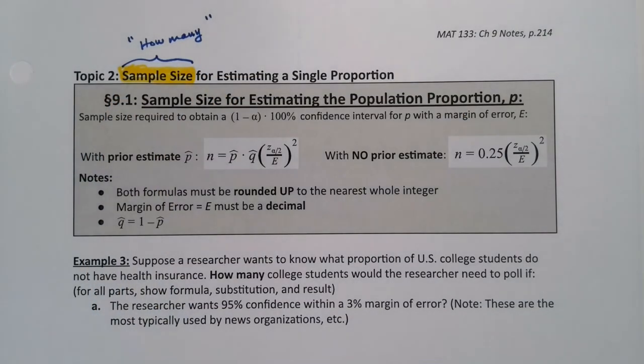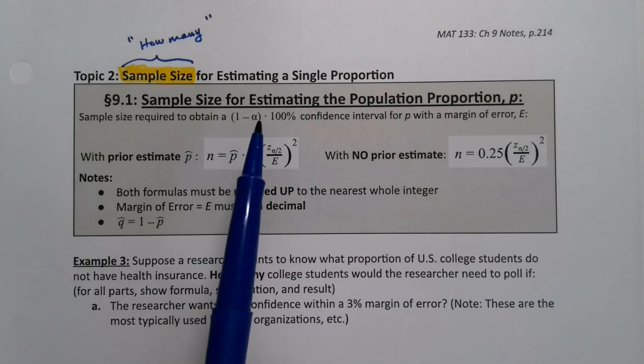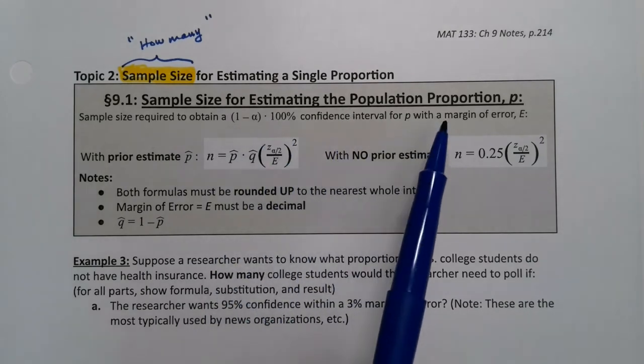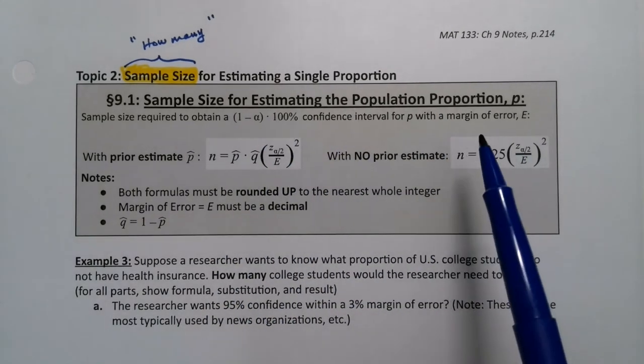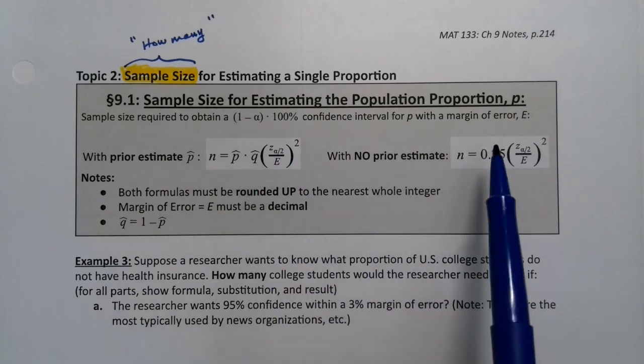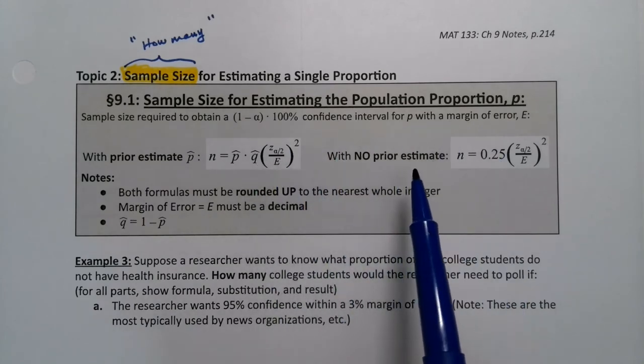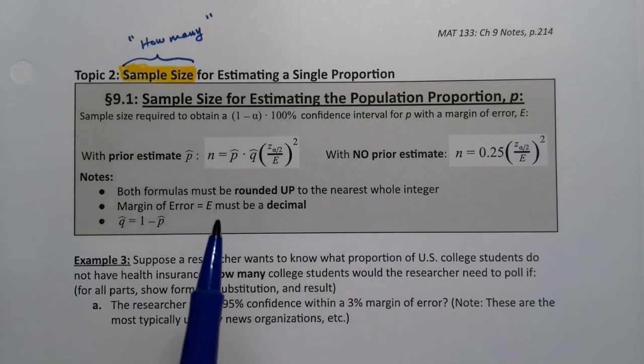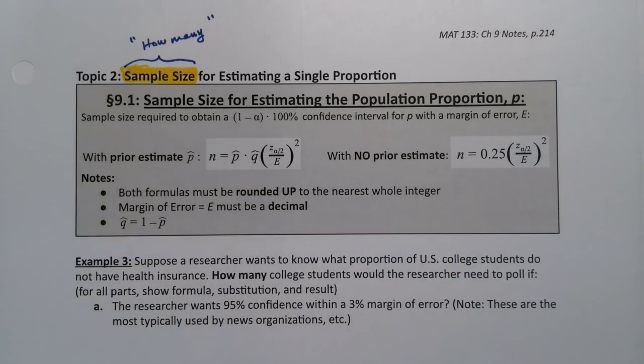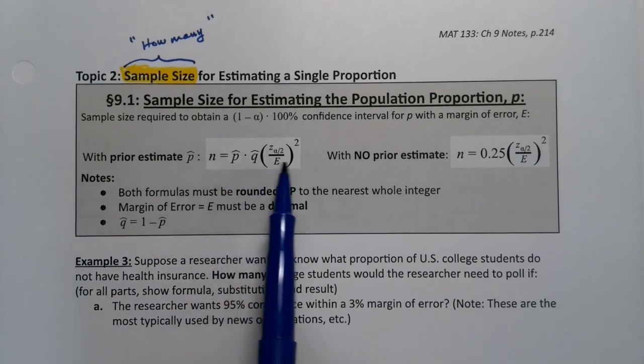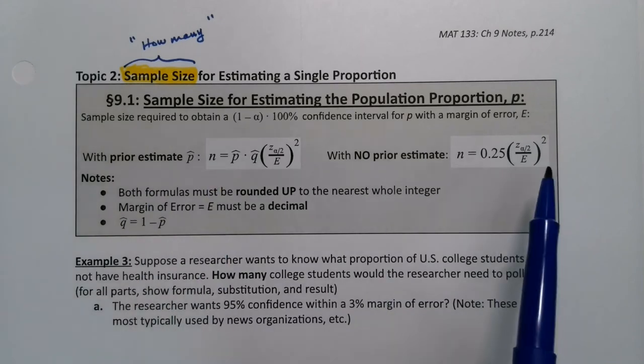That kind of thing. So there's two main brands of sample size formulas. On this page, we're going to learn about the sample size for estimating a population proportion. So that will be for proportions, for percentages, for surveys, right? For polls. These are the formulas that pollsters and surveyors use in order to figure out how many people they need to call.